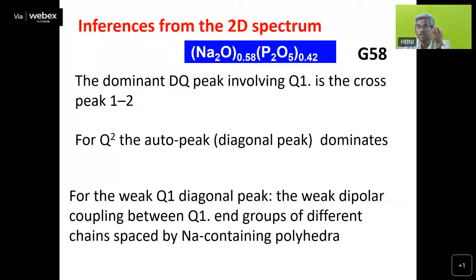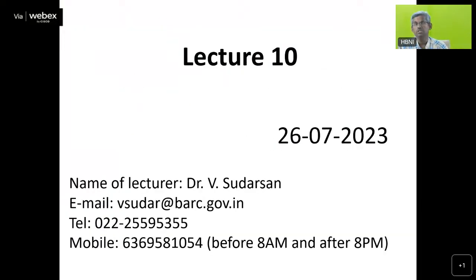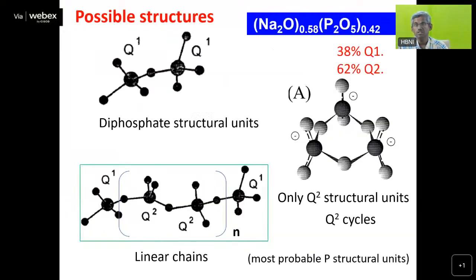For the weak Q1 diagonal peak, the weak dipolar coupling is there because the Q1 groups are always separated away. Their distance will be very large, and dipole-dipole interaction is inversely proportional to the cube of the distance between the groups. So obviously you will not see much interaction between the Q1 groups, and in between, sodium ions are there, which also prevent the communication. Now let us continue with that.